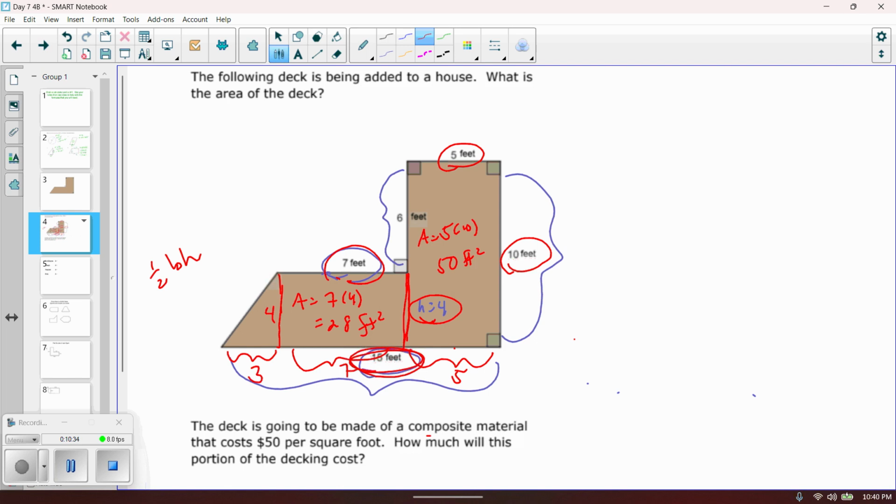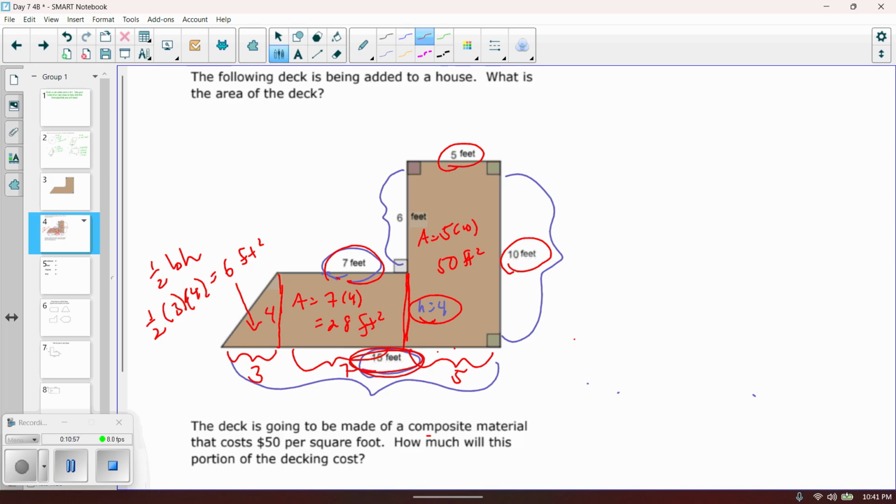So I know that my area of my triangle over here is going to be 1/2 the base of 3 times the height of 4. And that'll be 1/2 of 12, which is 6. And again, it's feet squared. That goes in that area right there.